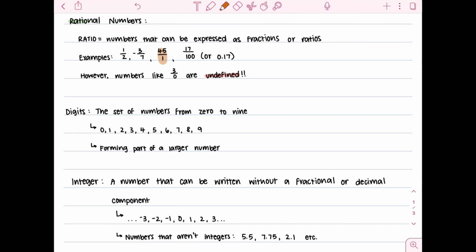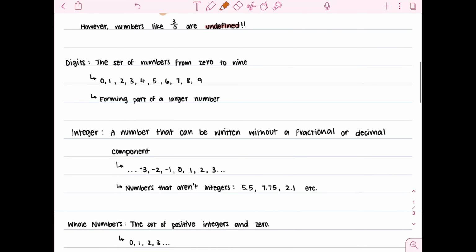However, numbers like 3 divided by 0 are undefined. So if you have a number such as x divided by 0 or y over 0, that number will be undefined. Even though it is written as a fraction, it will still be undefined, so therefore it is not a rational number. Just remember that anything divided by 0 is undefined.